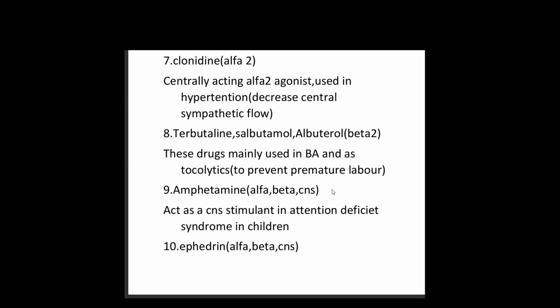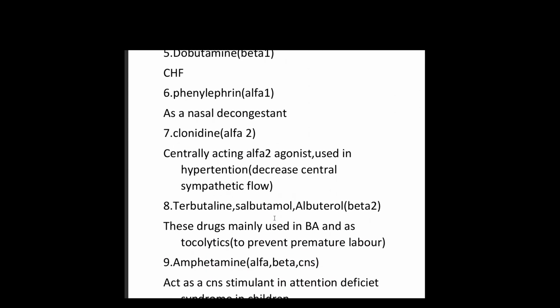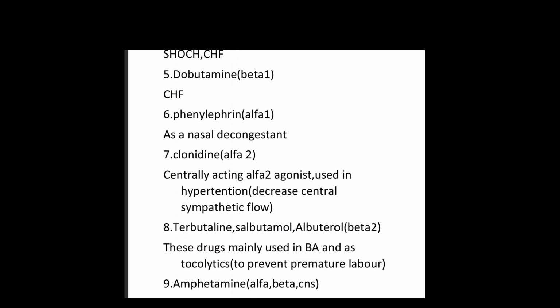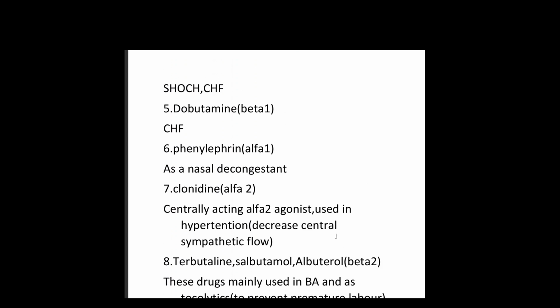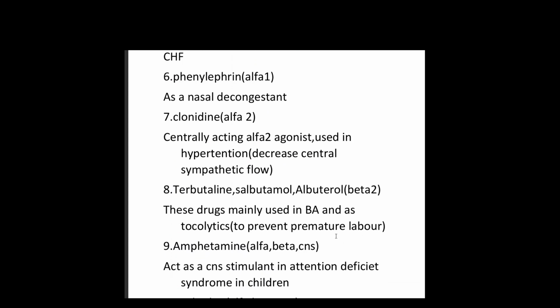So these terbutaline, salbutamol, albuterol, salmeterol, these drugs we will talk about in respiratory system drugs. You have to know that the inhalers we use contain beta 2 agonist drugs, because when beta 2 receptors in bronchial smooth muscles are activated, the bronchial smooth muscle will be dilated.